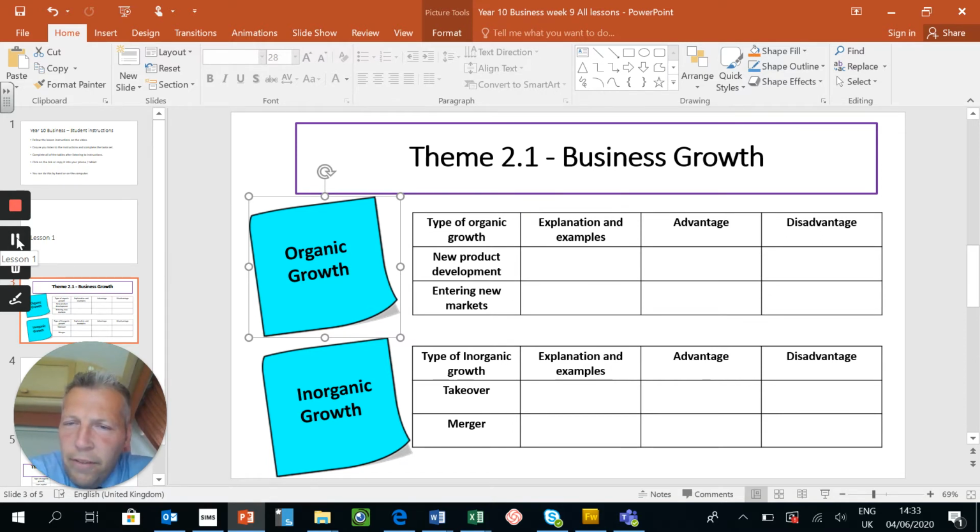So new product development could be simply increasing the range of products that your business sells. This might be innovating a product, it might be developing a new product, or it might be looking at research and development that you may have done within your business to do so. So an example of new product development could be Apple.